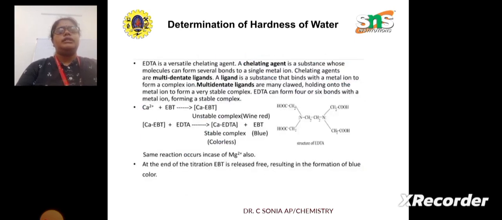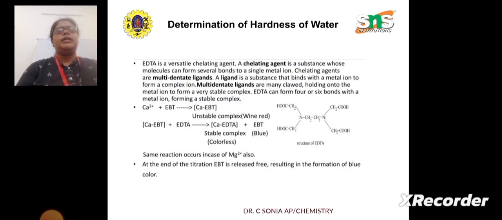In this slide we can see that the calcium forms a complex with the EBT, the calcium EBT complex, which is an unstable complex and has a wine red color. What is the color of EBT? The free EBT color is blue, but when it is complexed with the calcium or magnesium ions, it forms a wine red color.